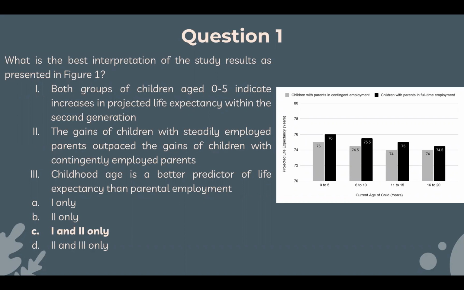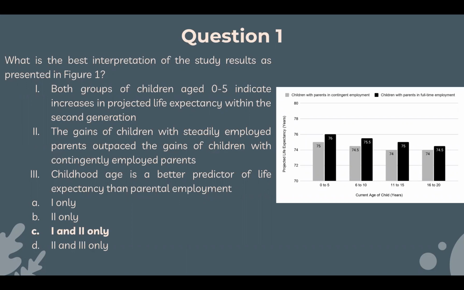So item 2 says that children whose parents have full-time employment will have a higher life expectancy than children whose parents have contingent employment. In figure 1, we can see that the black column is always taller than the gray column. So item 2 is true and C is our answer.